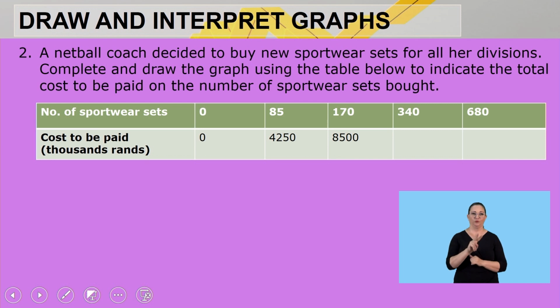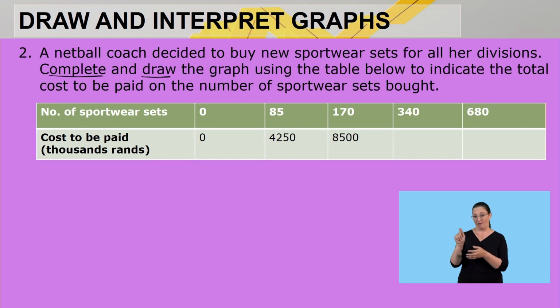Number 2. A netball coach decided to buy a new sportswear set for all her divisions. Complete and draw the graph using the table below to indicate the total cost to be paid on the number of sportswear sets bought. You can start by completing or filling in the missing values there. Checking the first block, if you bought 0 sportswear, this person will not have any cost. Now if you say 4,250 divided by 85, it would give you 50, meaning each sportswear will cost 50 rand.